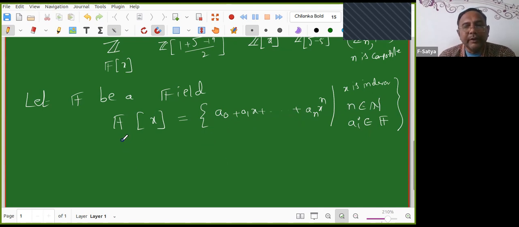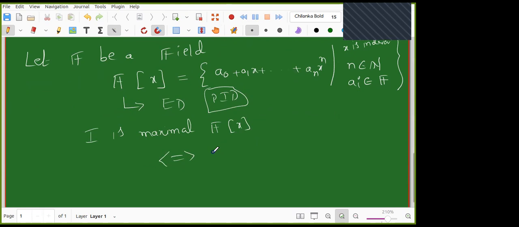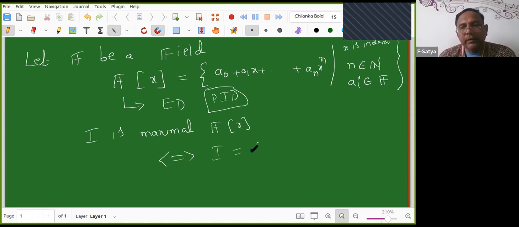So what do you know about F[x]? It is an ED, right? So automatically it is a PID, everything. Very nice. It is almost a field, but one thing left, right? So if F is a field, then what happens? Okay. So an ideal I is maximal in F[x] if and only if it is generated by an irreducible polynomial. So it is generated by, actually any PID, by an element.